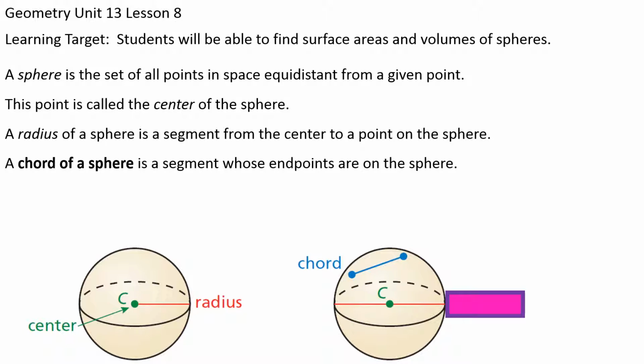Now, we can also have a chord. Similar to a circle, where a chord went from part of the circle to another part of the circle, the chord will go from a part of the sphere to a different part of the sphere. So the endpoints have to be on the sphere. Imagine walking right outside and taking a shovel and digging down in the ground and keeping digging until you come out someplace else on the earth. That would be a chord.